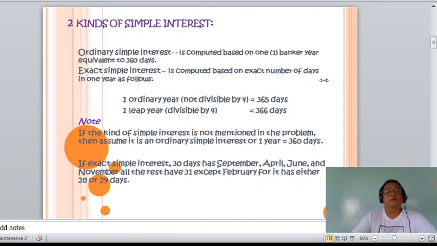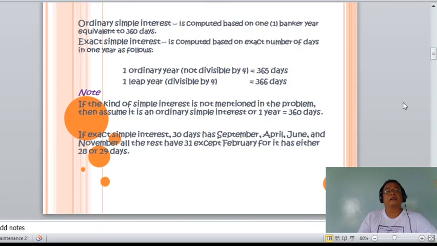If it is an exact simple interest, you see to it that all the days throughout the year will be counted. So take note that 30 days has September, April, June, and November. All the rest have 31 except February, for it has either 28 or 29.